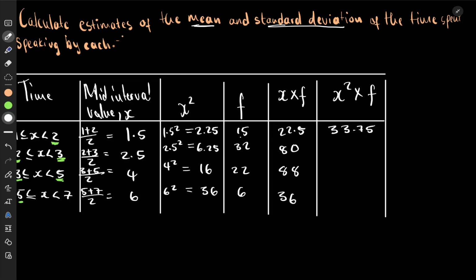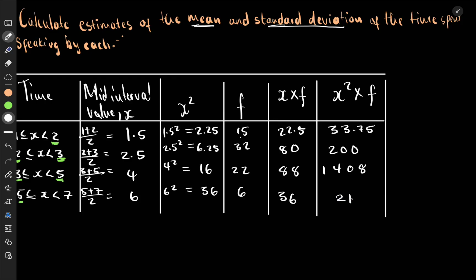33.75. Then here we now say 6.25, then times the frequency, which is 32, we get 200. Wow, beautiful. Then now we say x squared 16 times 88, we get 1408. Then here we say 6 squared is 36. So 36 times frequency, which is 6. So we say 36 times 6, we get 216.